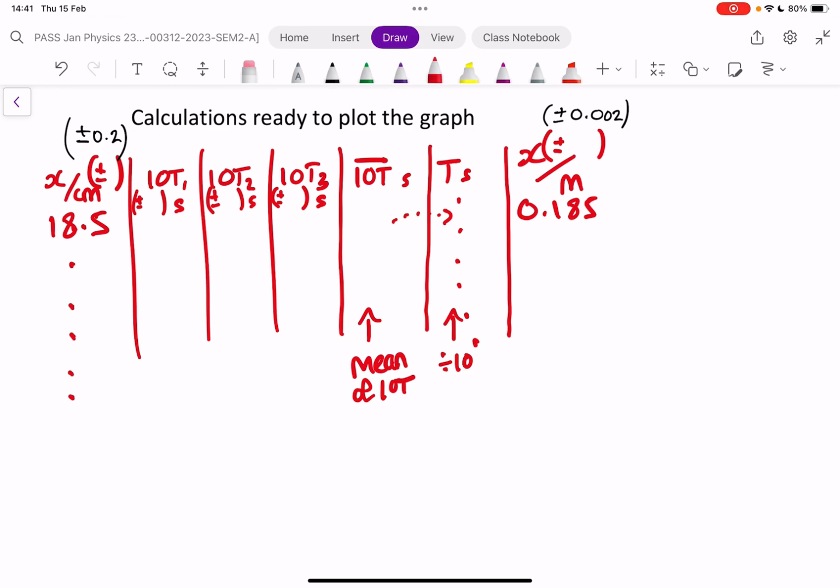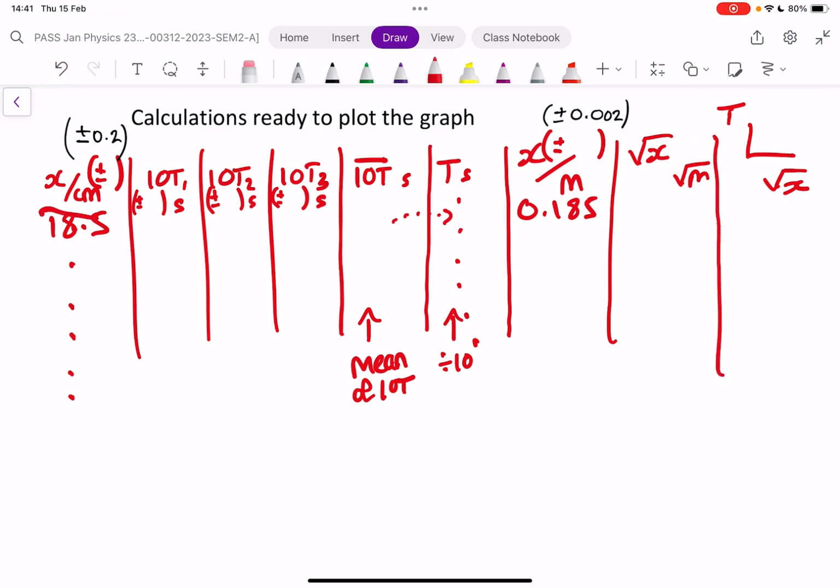Now we need, on the graph, remember we are after root x and t, so we're going to need just one more column where we have root x. Now, x is measured in metres, but root x is not. So root x also has a unit of root metres. It doesn't have a plus or minus, however. So don't include the plus or minus. That's a calculated value, so it's going to have a calculated uncertainty that corresponds with it.